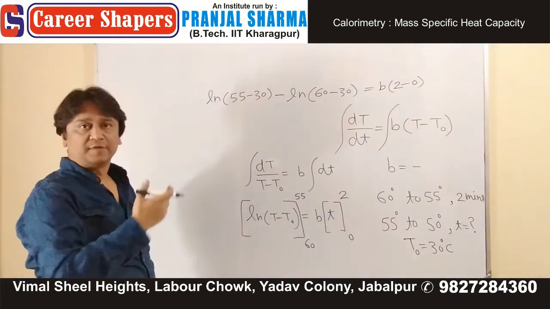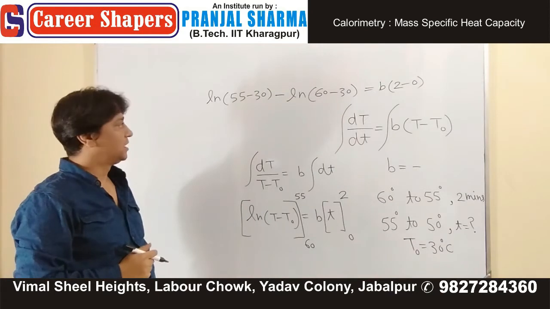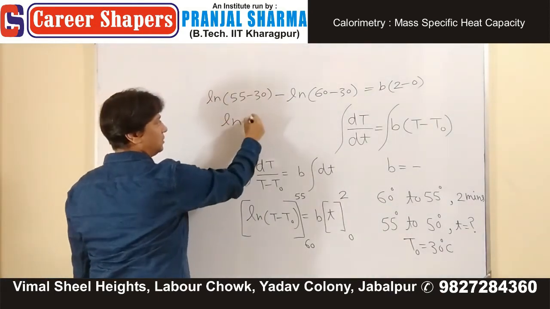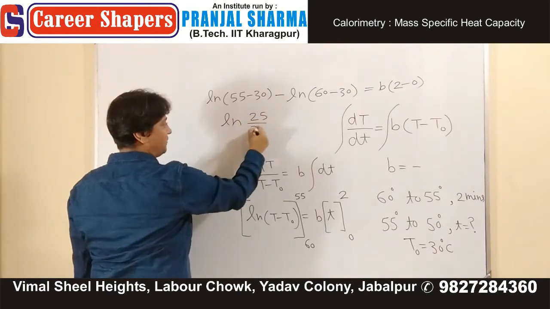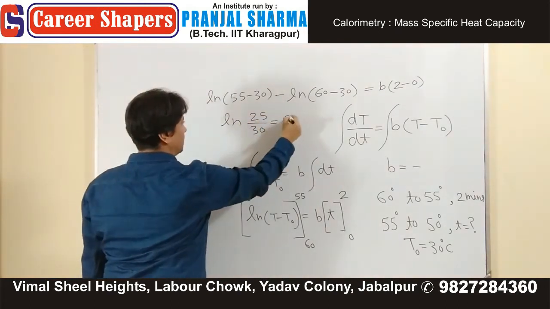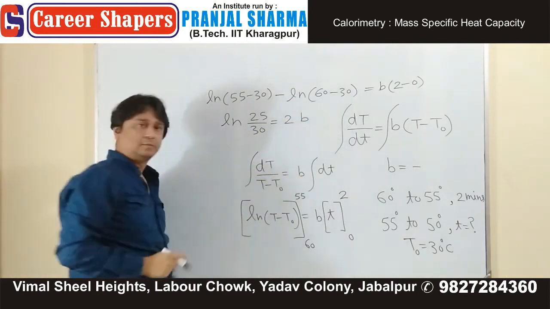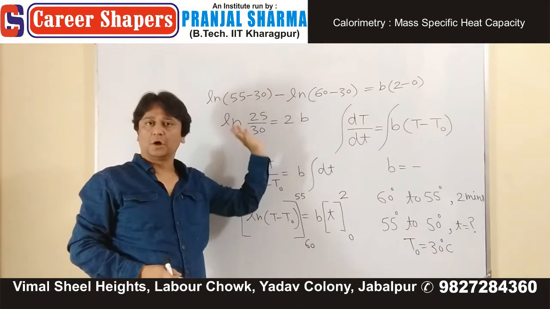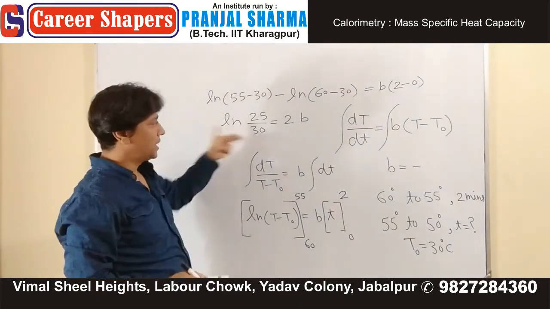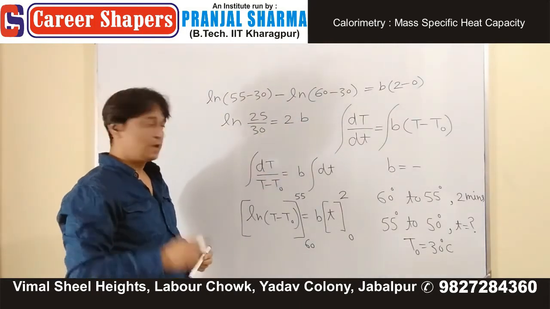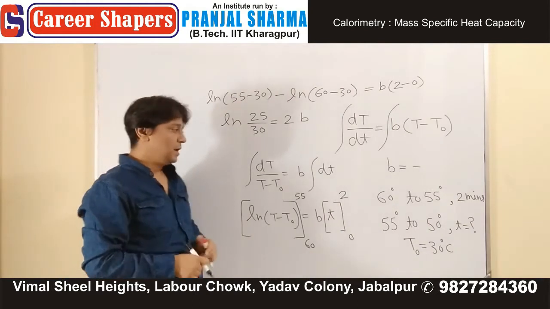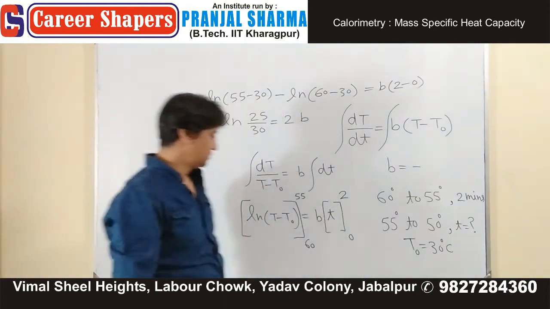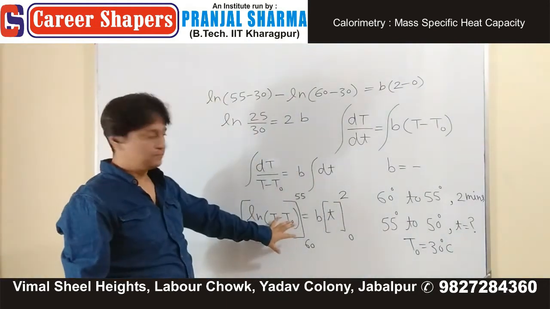You can already see there is no need of constant of integration. This is log of 25 divided by 30, which is 2b. Log 25 minus log 30. What is log A minus log B? Log A upon B.